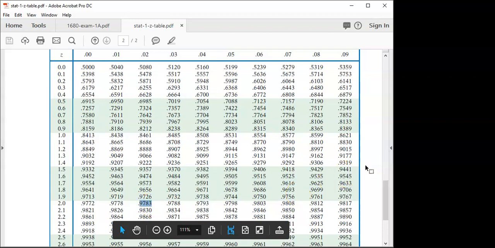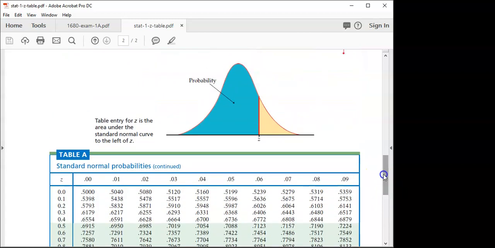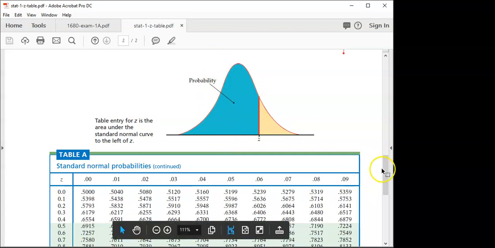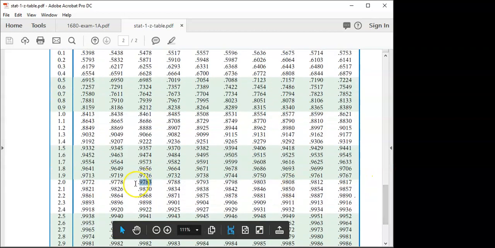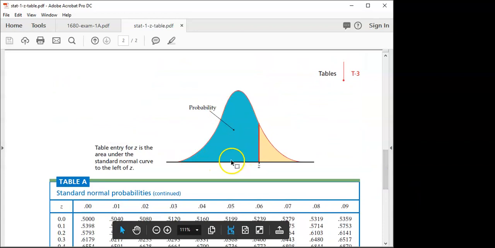So that is a probability, but that's not the probability you're looking for. Go up and look at the picture. That's what these numbers are: the area shaded to the left, the blue part. And 97.83% is the big part.